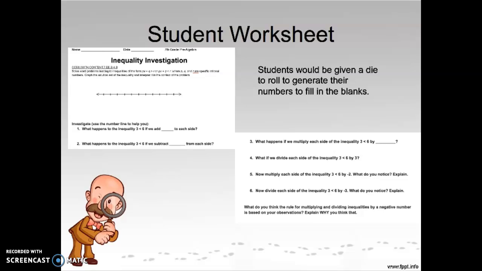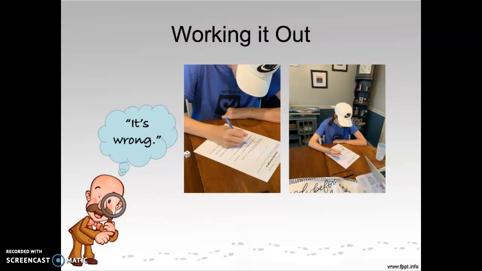I would give them a die and they would be with partners and they would roll the die to get different numbers to fill in the blank and see what happens with the inequality. I did this with my daughter and she was going down through the questions, and once she hit the negative numbers, all of a sudden she said, wait, it's wrong. And that's the exact response I am looking for in this activity.